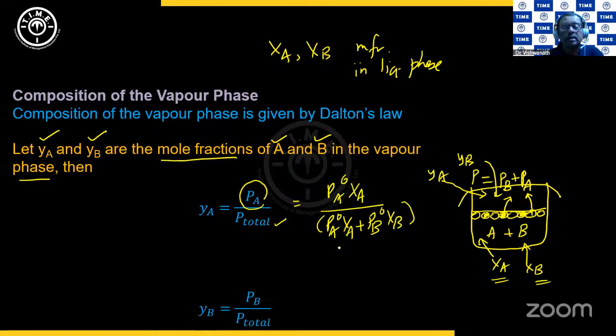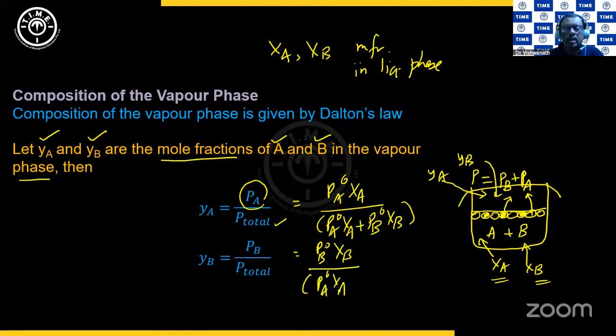Similarly, you will write for the YB, right? Which we can write as what? PB naught XB by PA naught XA plus PB naught XB. So the partial pressure is total pressure multiplied by mole fraction. That is what is this? Vapor phase, because Dalton's law will apply for gases. So this is now a gas. Vapor, any vapor is a gas, right? So the gaseous mole fraction multiplied by the total pressure is a partial pressure, which Dalton wrote like this.